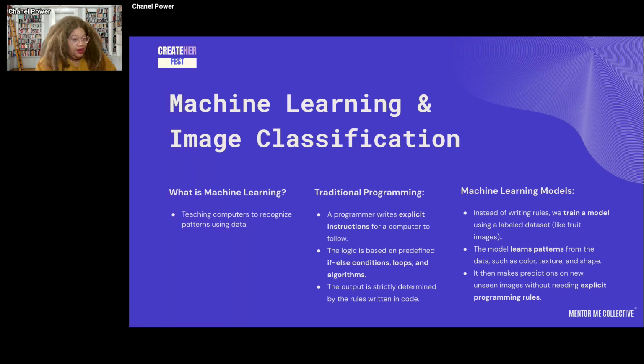Now, the cool thing about machine learning is that instead of writing specific rules, we can train a model, train an algorithm, using specific labeled data, like fruit images, which is what we're going to use today. The model learns patterns, like data such as colors, shapes, and textures. Then it helps us make predictions on new unseen images without needing explicit programming rules.